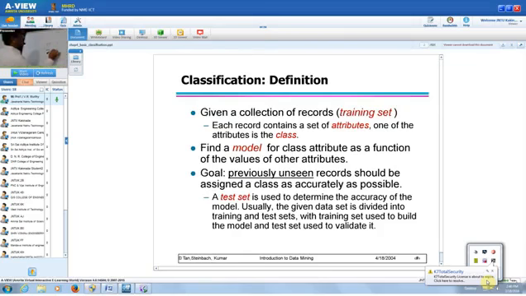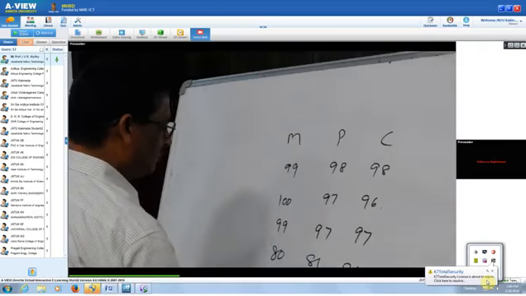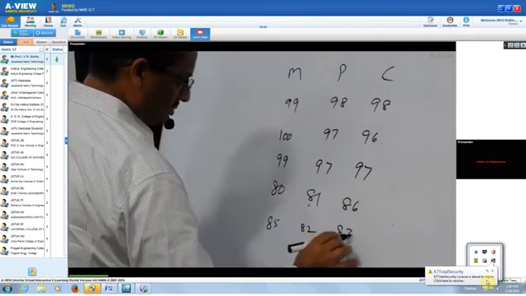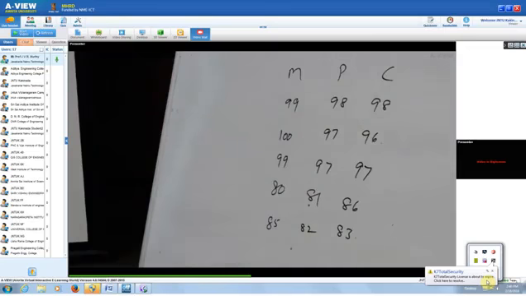Maths 99, physics 99, 99, 99. Okay. Like this, the marks are there for the people for 100 in the examination. Okay, these are the marks, let us say. Now, I have not given any class labels, I didn't say anything. Then, how do you go about segregating? I said you segregate them, these are the marks. So, how do you segregate?